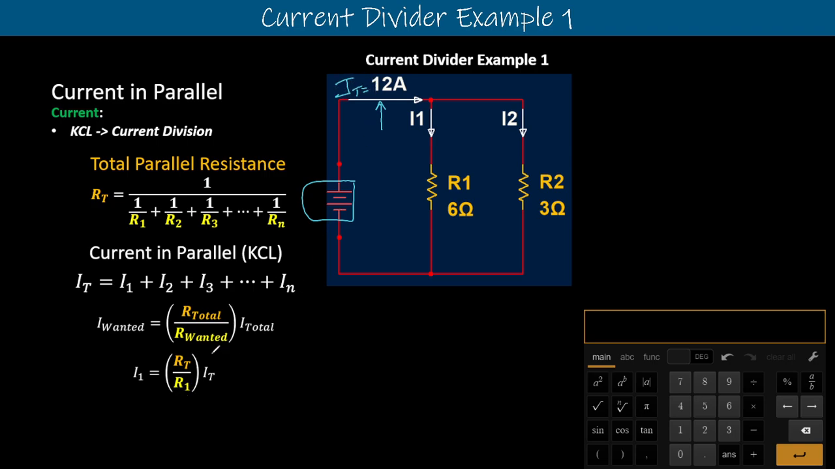So we can use our current divider equation down here that says that the total resistance goes on top, the value that we want to know the current through goes on bottom, and then we'll multiply that by the total current that was given.